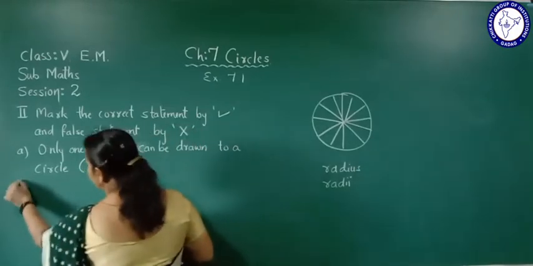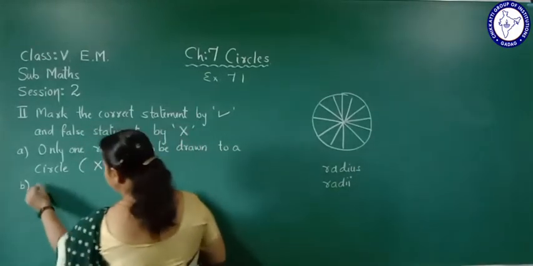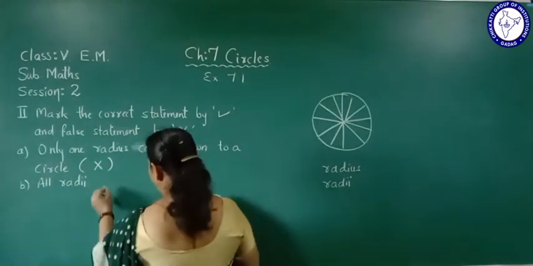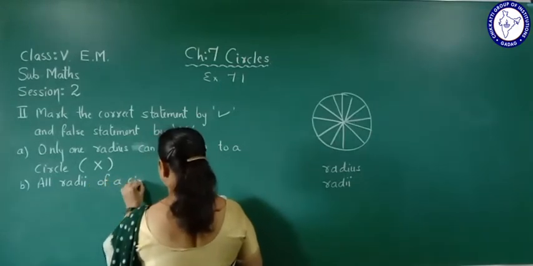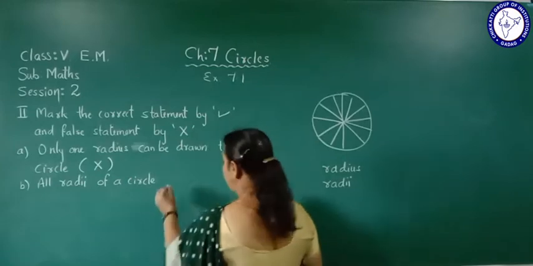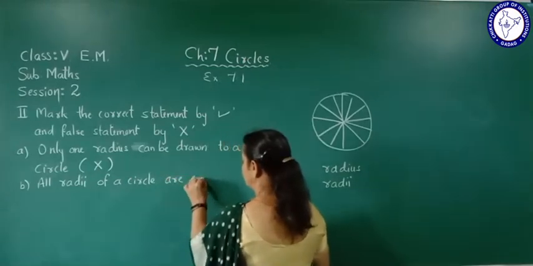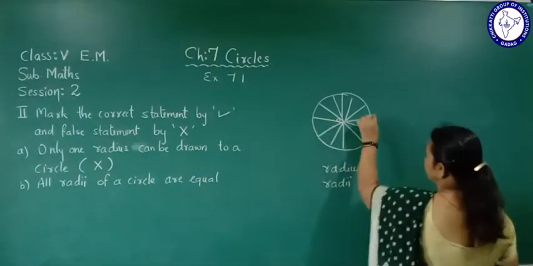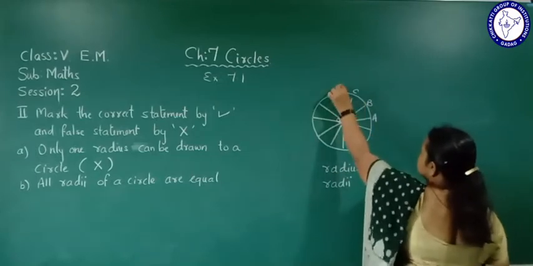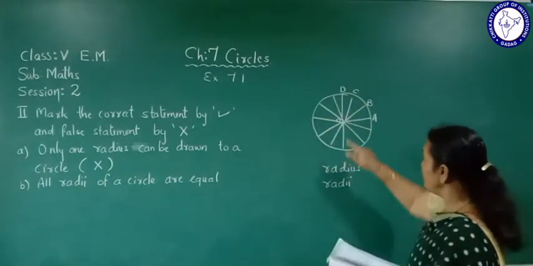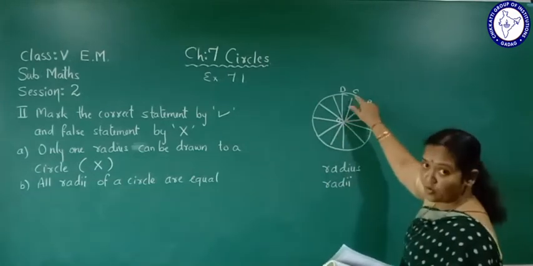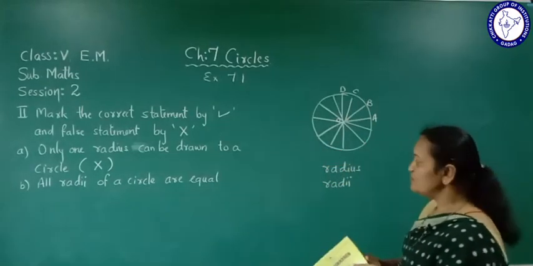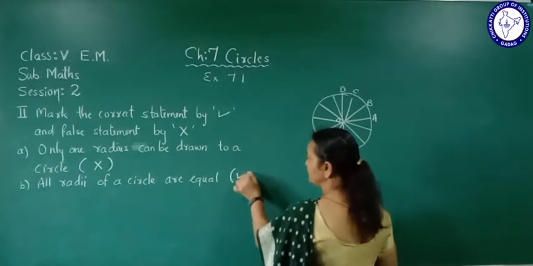Wrong. Then B question, all radii of a circle are equal. So here in this circle, this is O, center of the circle. If I name A, here B, here C, here D, then what we find, OA is equal to OB equal to OC equal to OD. Okay, all radii of the circle, they are equal to one another. Therefore here answer is right.